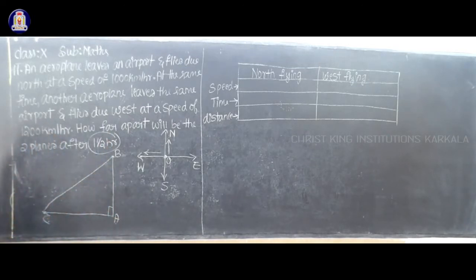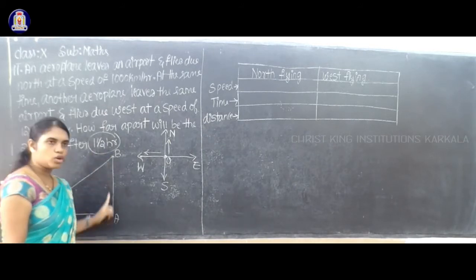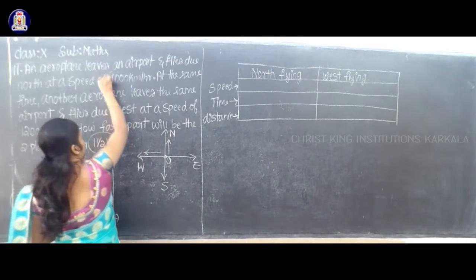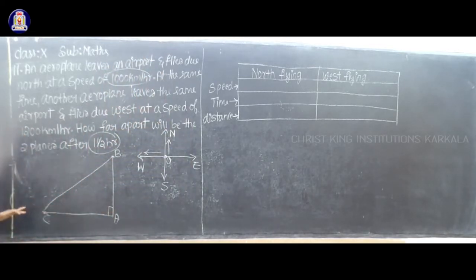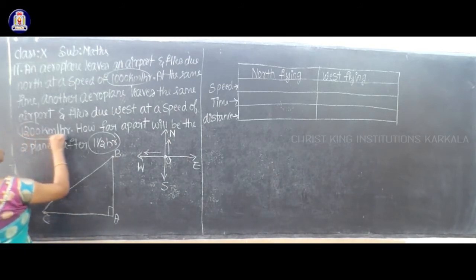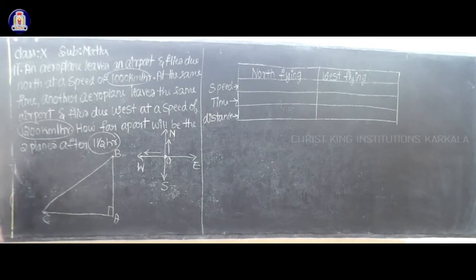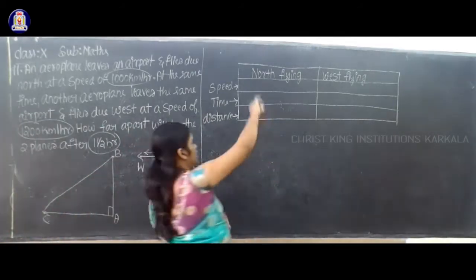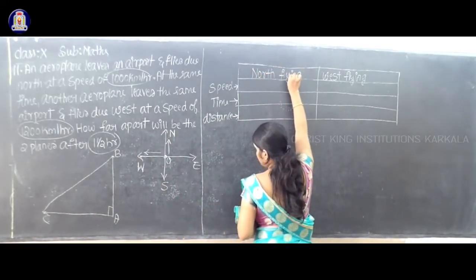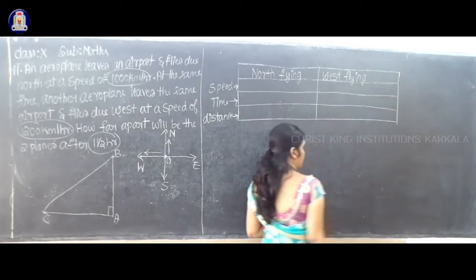But the question gave the speed of the north flying aeroplane. That is 1000 km per hour given. Again the speed of the west flying aeroplane is 1200 km per hour given. So to make it easy, I have made one table. This is for the north flying aeroplane and this is for the west flying aeroplane.